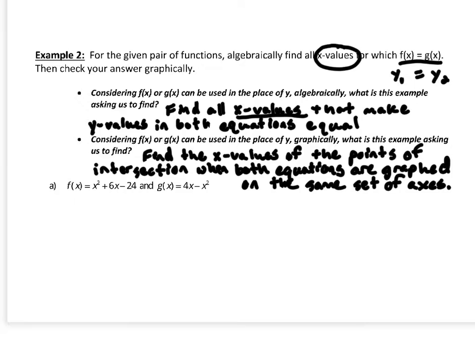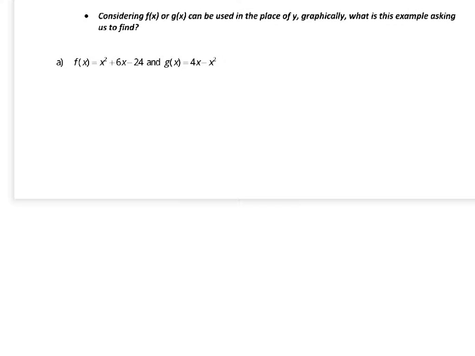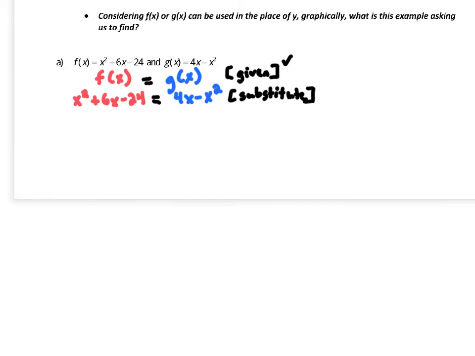So let's start with the algebra of 2a, and then we will go ahead and show you the graphical representation. So I begin this problem by letting f of x equal g of x as indicated to us in the directions of the problem. The next thing I do is I substitute the expression for the function on each side. So notice in black here, you'll see some brackets, and these are simply my explanations or my reasons for what I've done if it's not clear to you throughout the work. So let's go ahead and go further.